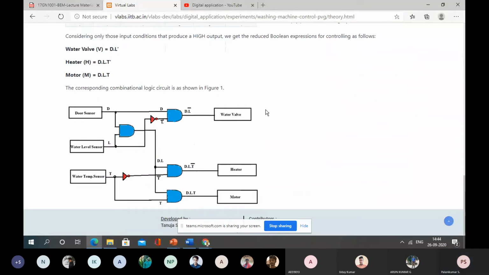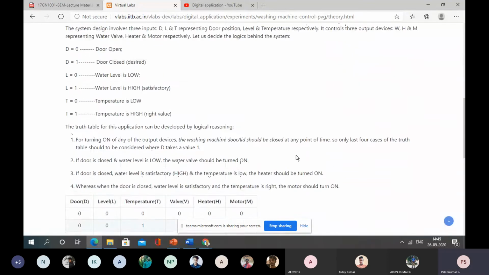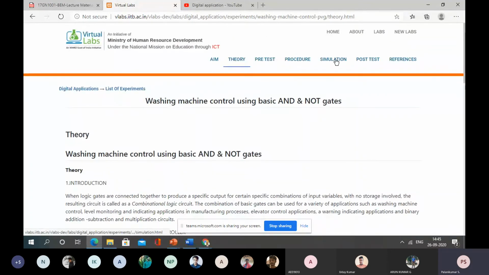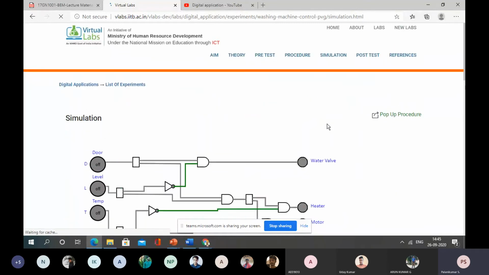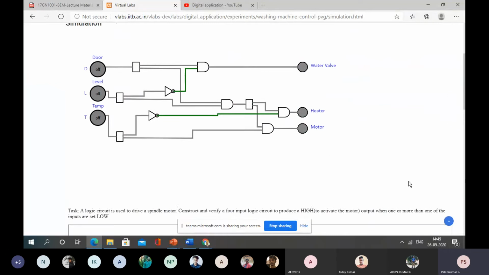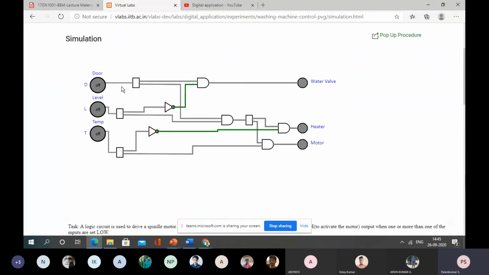Then finally, we are giving three different inputs: water temperature sensor, water level, and door sensor. Then we are giving three outputs. Likewise, there is a simulation also, and we can do the same as our own experiment we conducted last time. This is what we have to do.